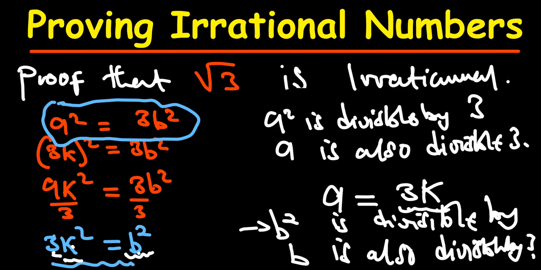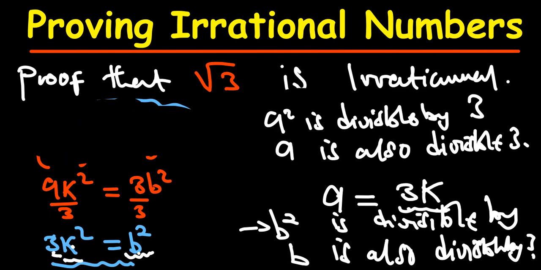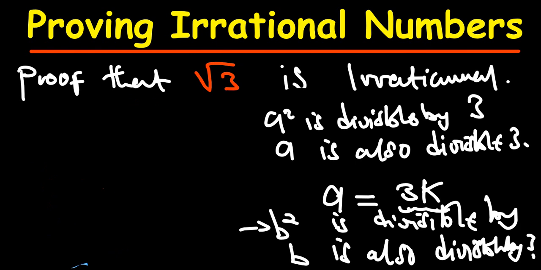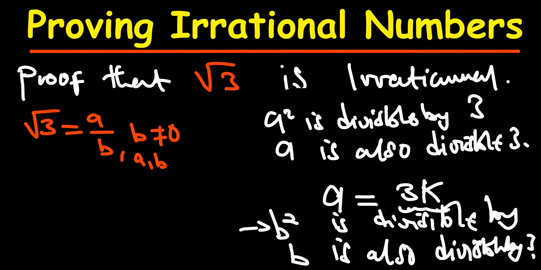Now remember our initial assumption that we made. We said a and b were in their lowest terms, or they didn't have a common factor. We said the root of 3 was a over b, where b was not equal to 0, and the a and the b were in their lowest terms. But from this proof, after all these manipulations, we see that this a is divisible by 3, and even this b is divisible by 3. So that's a contradiction that we are looking for.